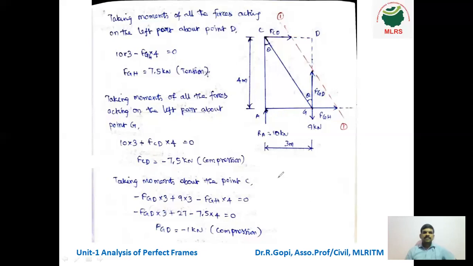So two member forces are over. One is FCD, another one is FGH. So what is the balance one? FGD. For FGD calculation, where we have to take moment, just see the opposite joint. So what is the opposite joint of FGD? C.